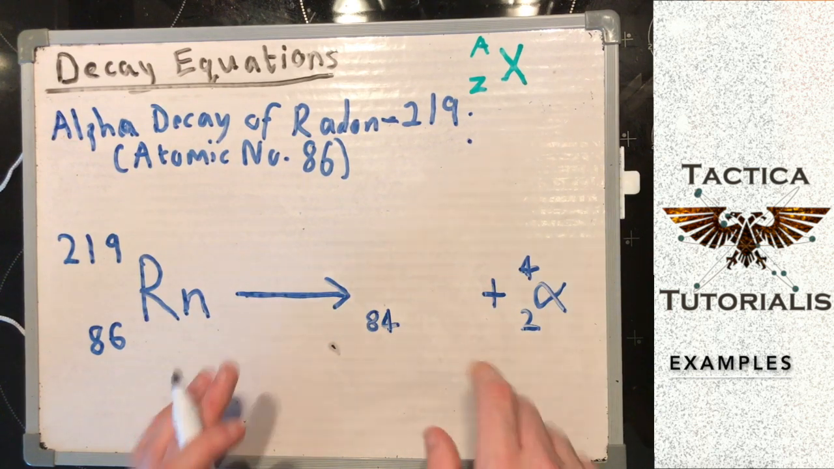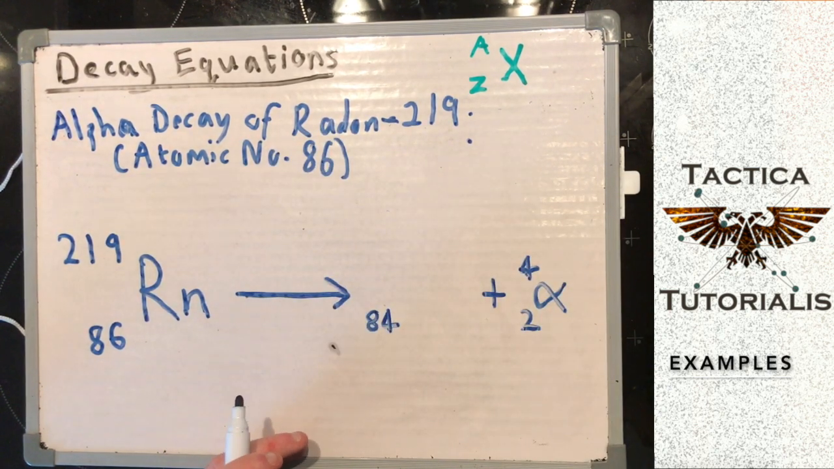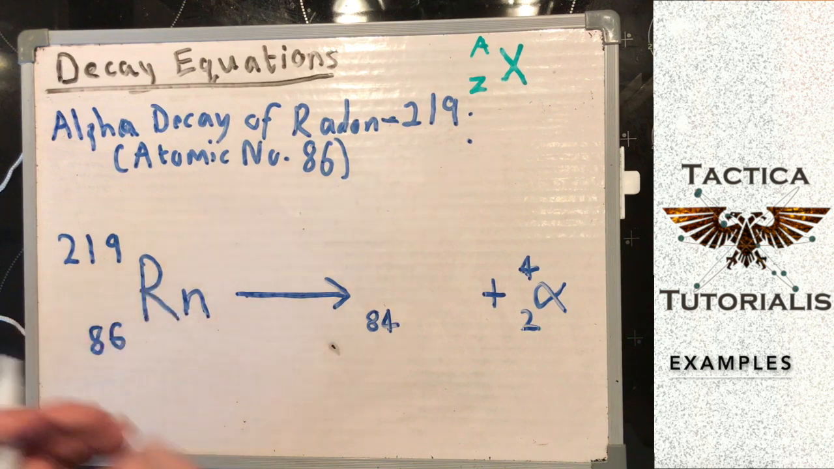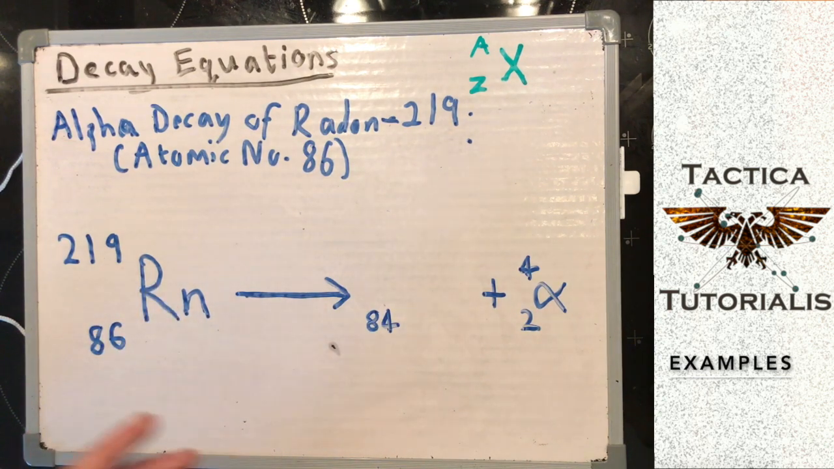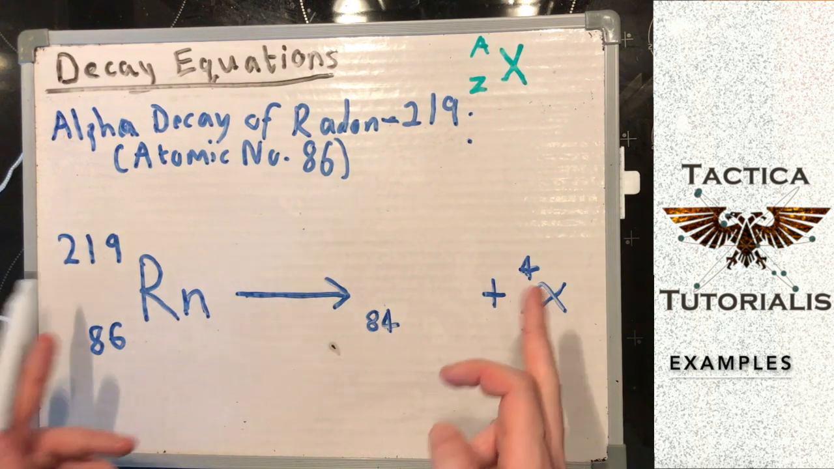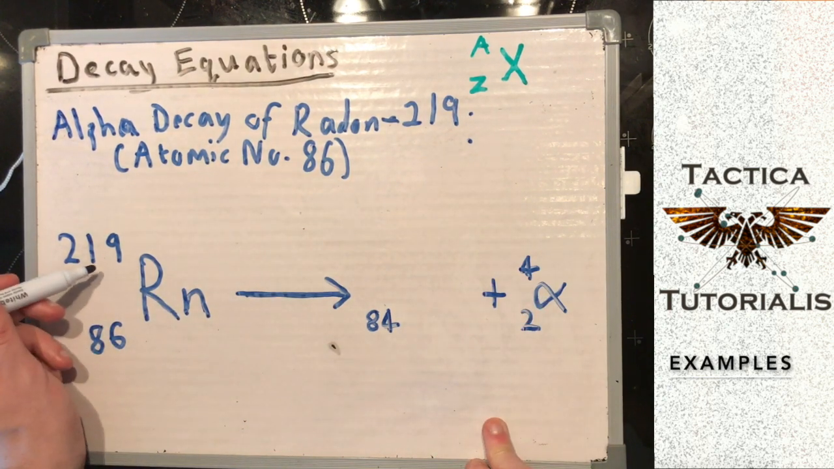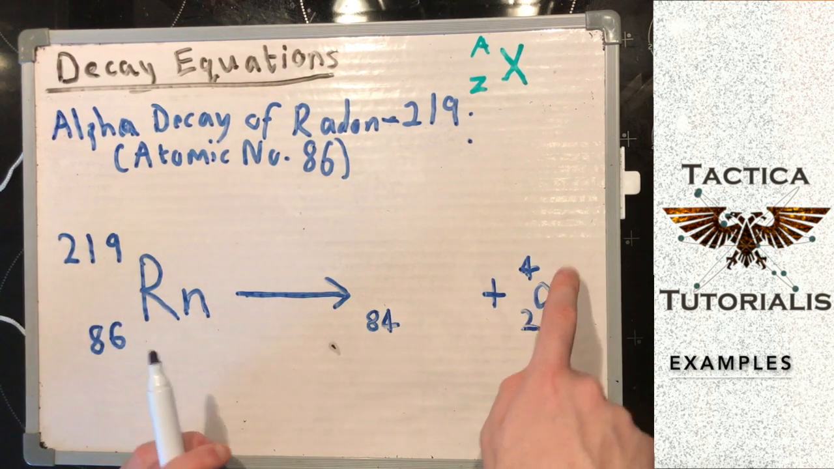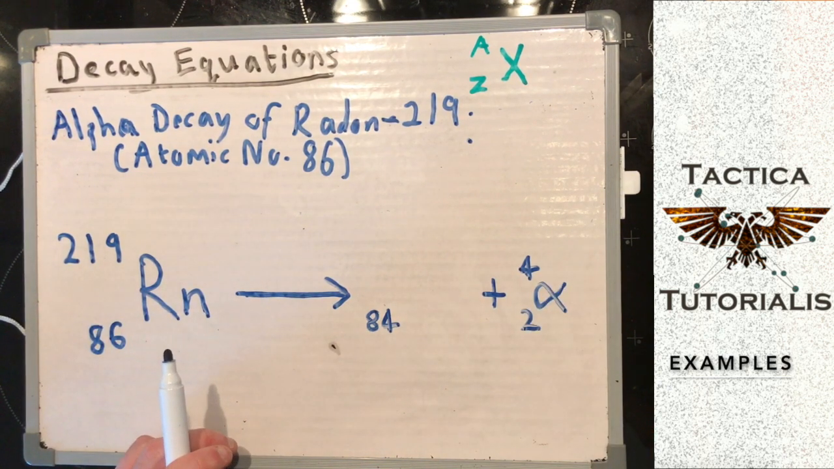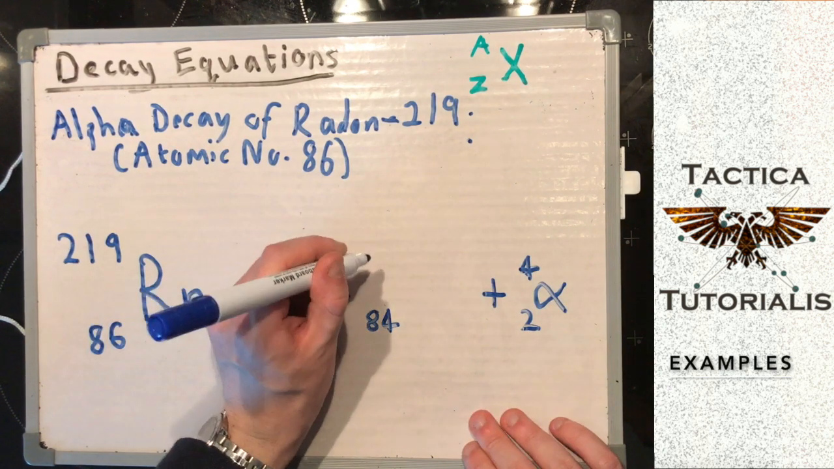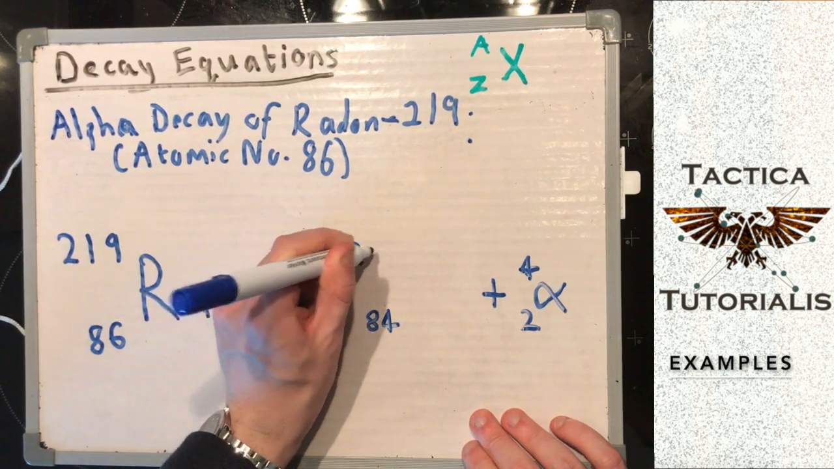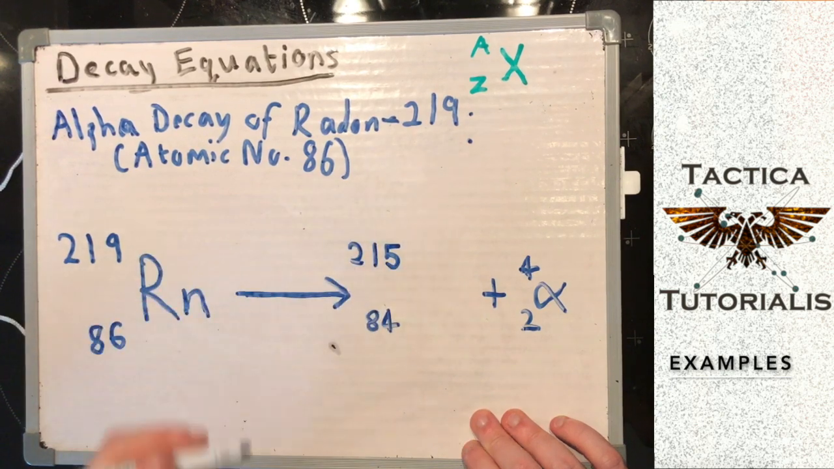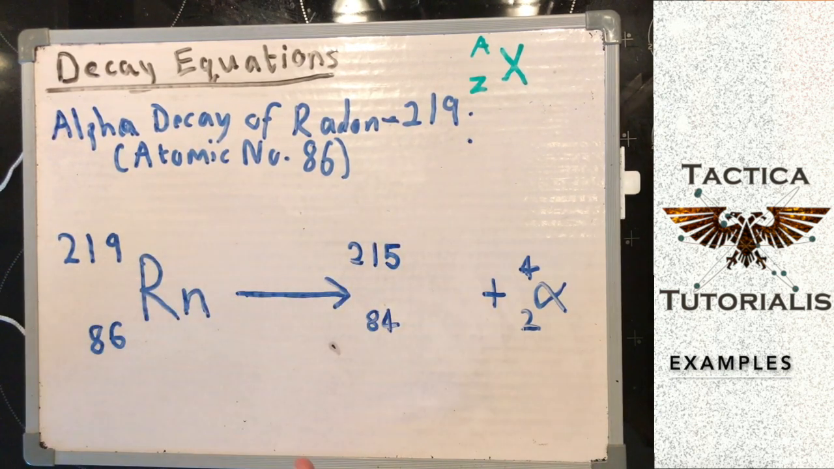The atomic number on the right-hand side must add up to the atomic number on the left-hand side, because you can't just invent new protons and neutrons. And the same applies to the mass number. So if I had 219 protons and neutrons in total, and 4 of them were carried off as an alpha particle, then what's left over must be 215 protons and neutrons in total.